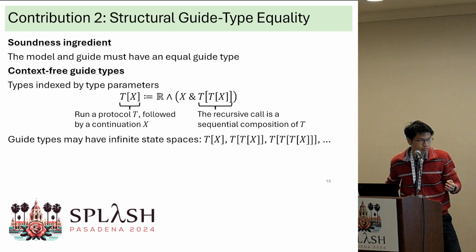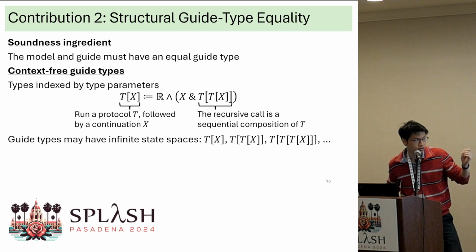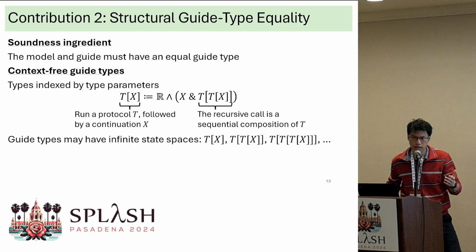And guide types may have infinite state spaces because, for example, on the slide, as we walk through the type and unfold its definition, we get T of X, and 2 T's of X, and 3 T's followed by X, and so on. So to check the structural type equality of guide types, we cannot simply exhaustively explore the state spaces because they can be infinite.